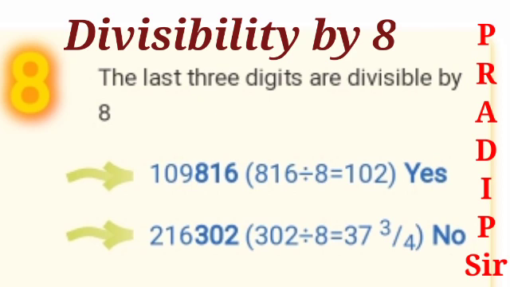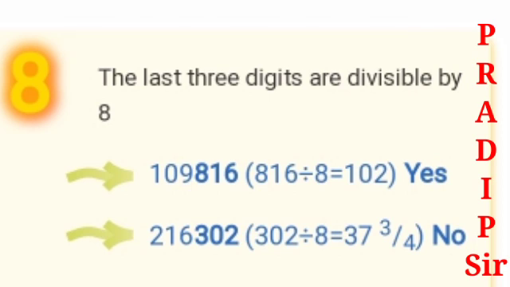But if we take the example of 2,16,302, the number formed by the last 3 digits is 302. If we divide 302 by 8, the result is 37 and 3 by 4, which is not a whole number. So the number 2,16,302 is not divisible by 8. So in order to test whether a number is divisible by 8, we have to test whether the number formed by the last 3 digits is divisible by 8.